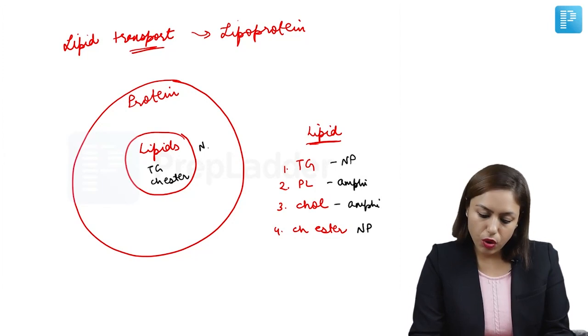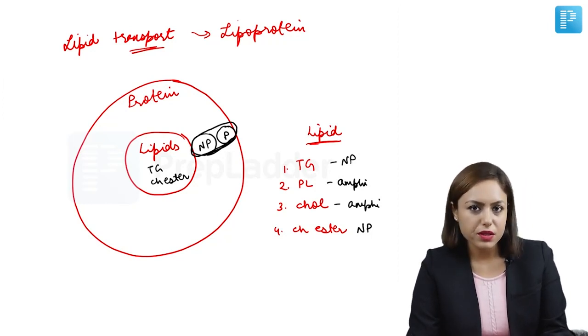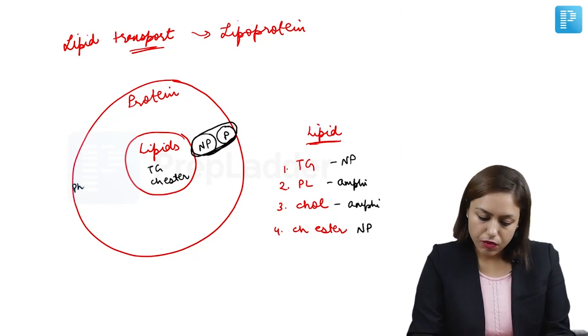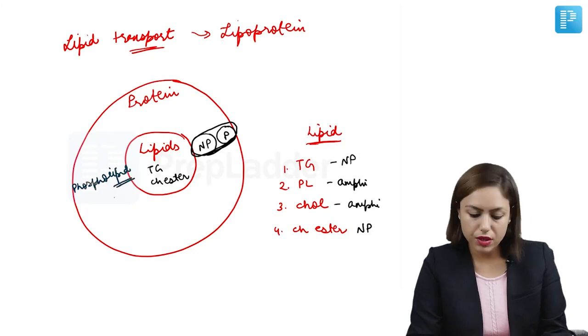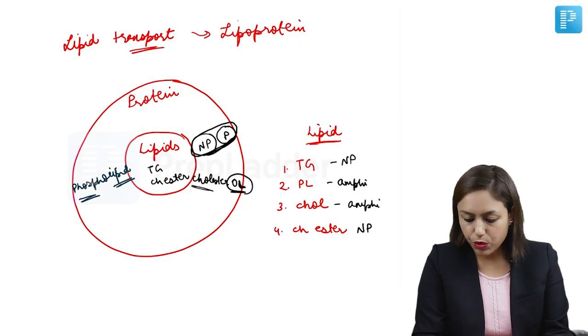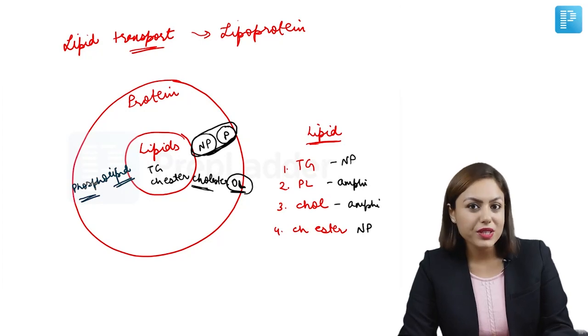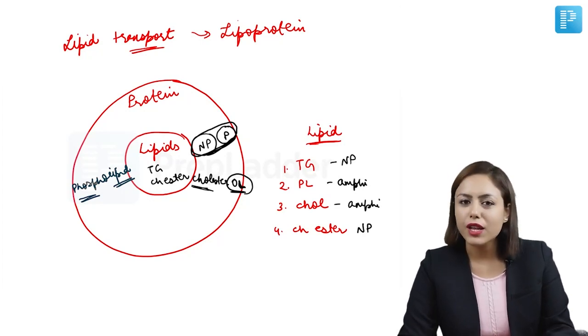Okay, the non-polar portion of an amphipathic lipid will be towards the core and the polar portion will be towards the outside. This way amphipathic lipid is present. For example, phospholipid will be present like this, lipid portion inside, phospho portion outside. Cholesterol will be present like this, the OH portion outside and the lipid portion of cholesterol towards inside, right? So this is the way these four lipids are arranged in the structure of lipoprotein.